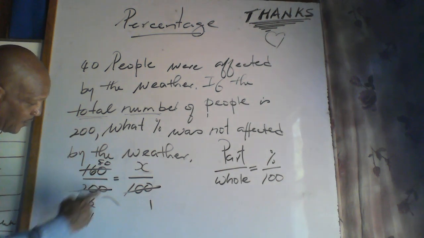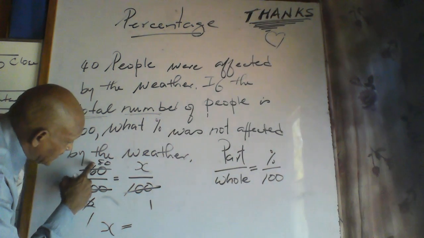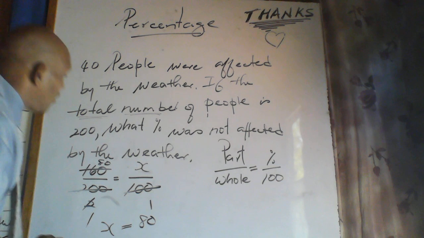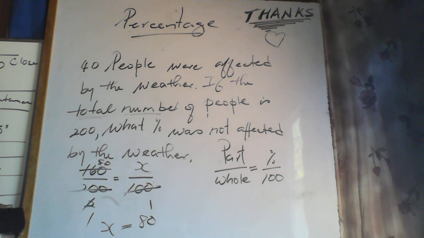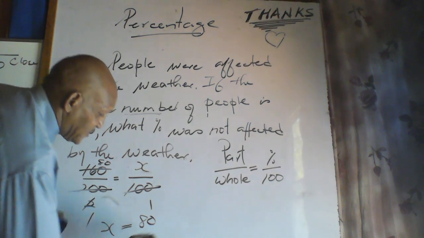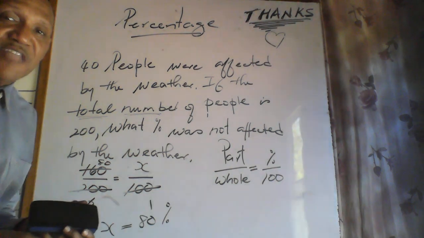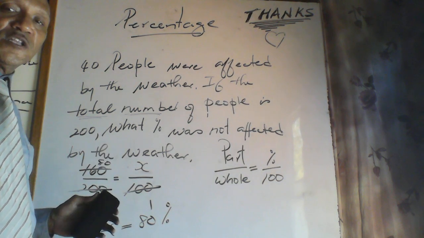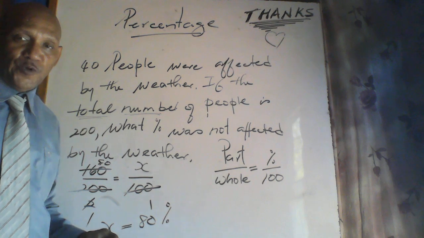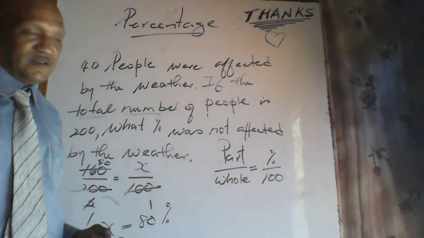Cross multiply. 1 times x is x. Bring down my equal sign. 1 times 80 is 80. So 80% of the people were not affected by the weather. Only a small 20% were affected. 80% were not affected by the weather.